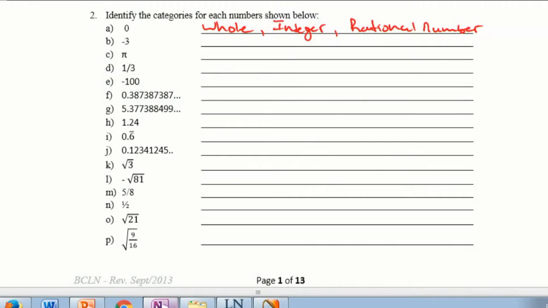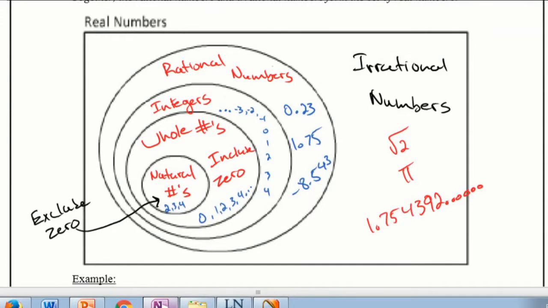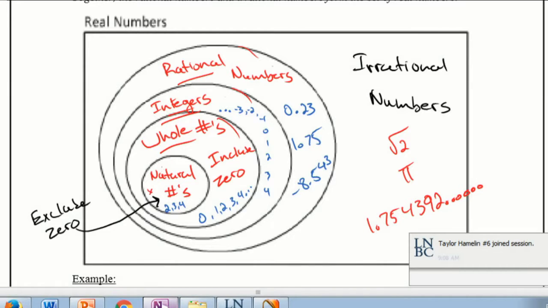If I jump back over to this image, and I think about 0, 0 fits in right here. There's my 0. And it includes the whole numbers, integers, and rationals. So it's including all of the bigger circles because these big circles all include that 0. It's not a natural number because by definition a natural number has to exclude 0.